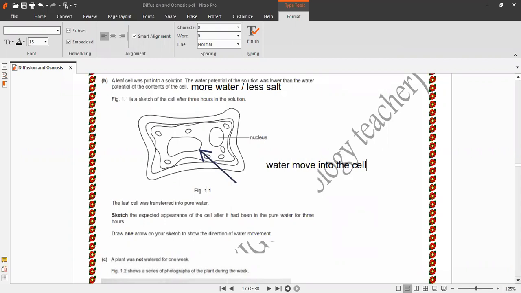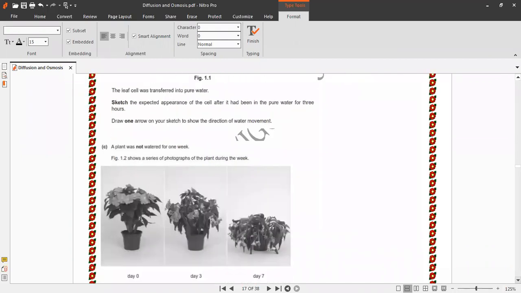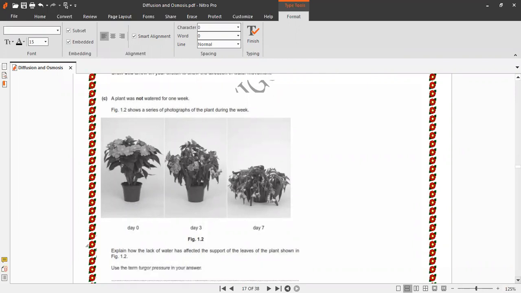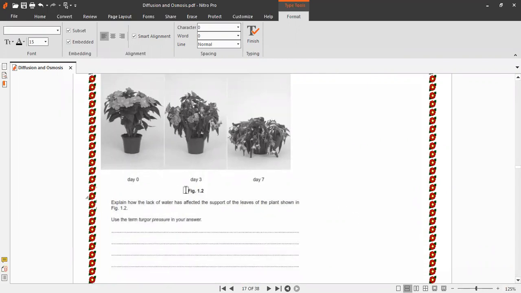Question C: a plant was not watered for 1 week. Figure 1.2 shows a series of photographs of the plant during the week. Here, day 0, day 3, day 7. Explain how the lack of water had affected the support of the leaves of the plant shown in figure 1.2. Use the term turgor pressure in your answer.